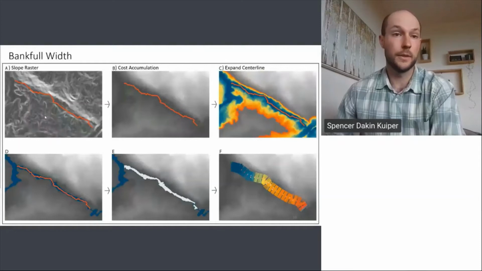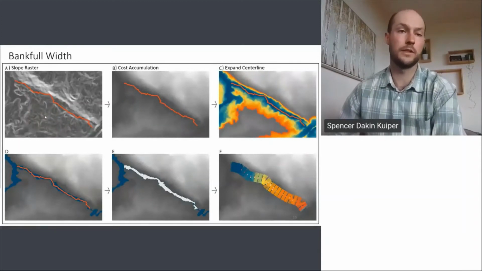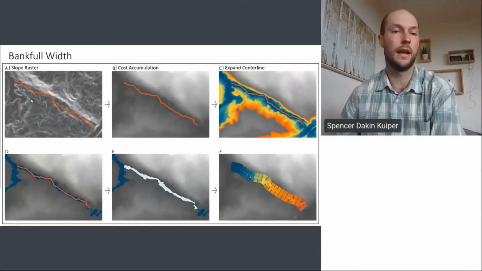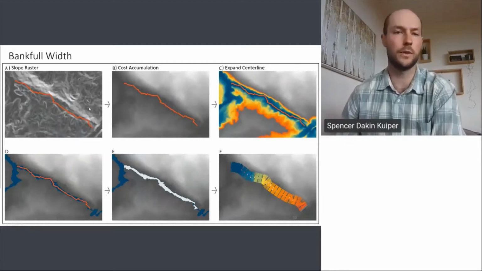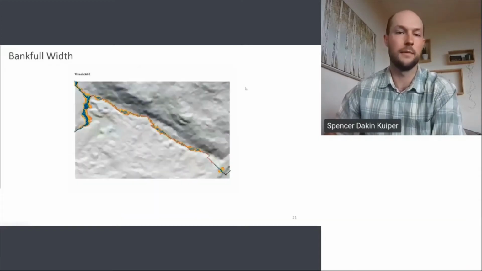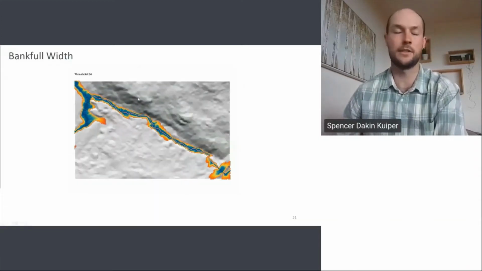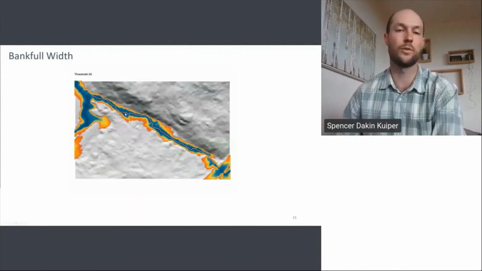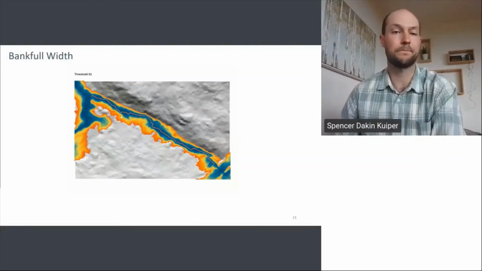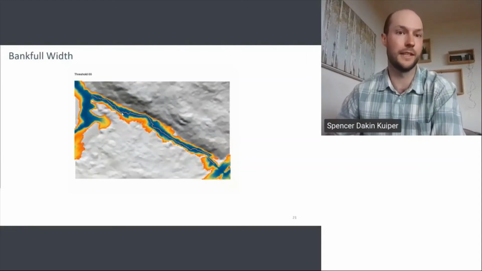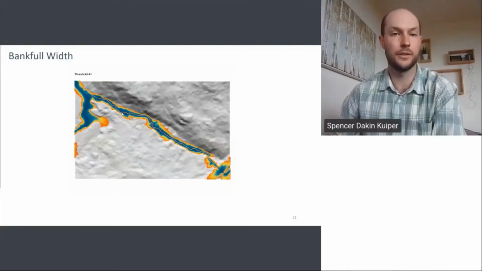Our next attribute was bankfull width. We took a slope raster and used a cost accumulation, where we looked at the accumulated cost of the slope pixels to the nearest water source pixel, shown in red. And then we expanded our center line based on these different accumulation thresholds, so we can grow and shrink our wetted or bankfull width, as you can see in this animation. It's quite cool, quite interesting.